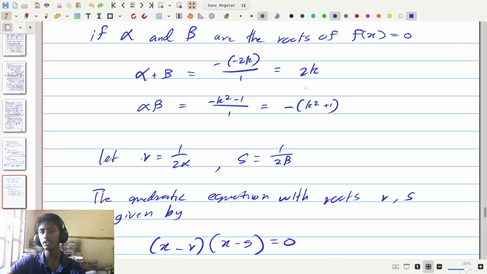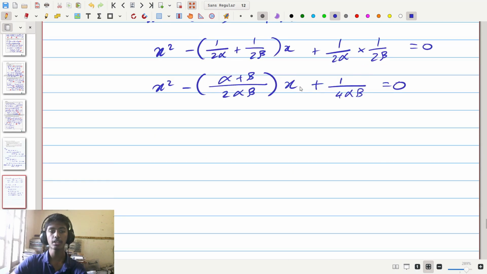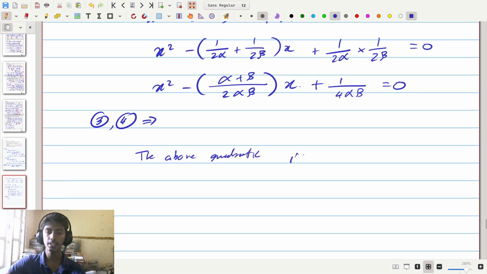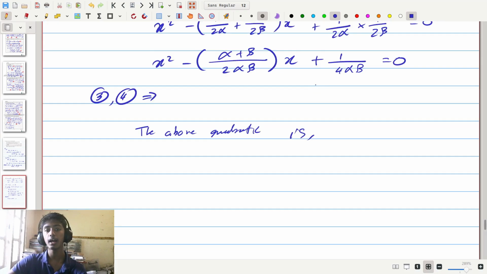So we can call this equation number 3, equation number 4, and we can go down here and say from 3 and 4, this is going to be equal to the above quadratic. Then we can just substitute alpha plus beta and alpha beta. So that's going to give us x squared minus alpha plus beta, which is 2k, divided by 2 times alpha beta, which is 2 times minus 1, so minus k squared plus 1.